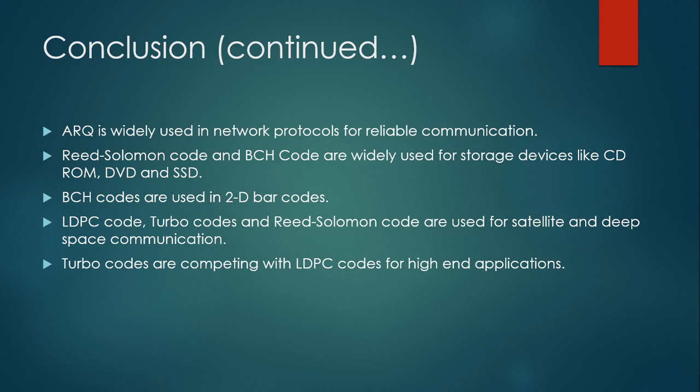Reed-Solomon codes and BCH codes are widely used in storage devices like solid-state devices, DVD, CD, and ROM. BCH codes are also used in 2D barcodes. LDPC codes, turbo codes, and Reed-Solomon codes are used for satellite and deep space communications. And turbo codes are competing with LDPC codes for high-end applications.